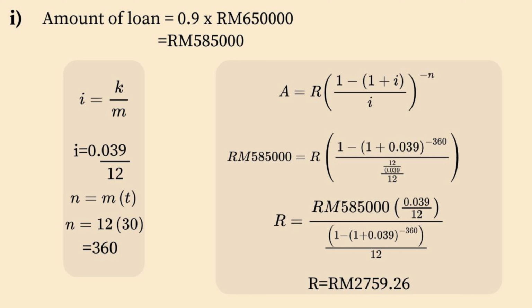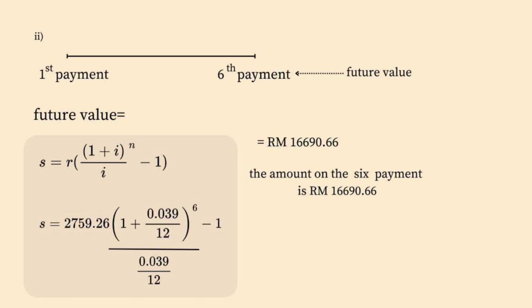So we are going to put aside the R to the left side. So when R is equal to the left side, we will just need to insert 585,000 ringgit into the equation. We already get our R, which is 2,759 ringgit and 26 cents. We have to make a timeline from first to 6th payment. So the 6th payment is a future value. S equal to 2,759.26 in bracket 1 plus 0.039 over 12 power of 6, over 0.039 over 12, minus 1.